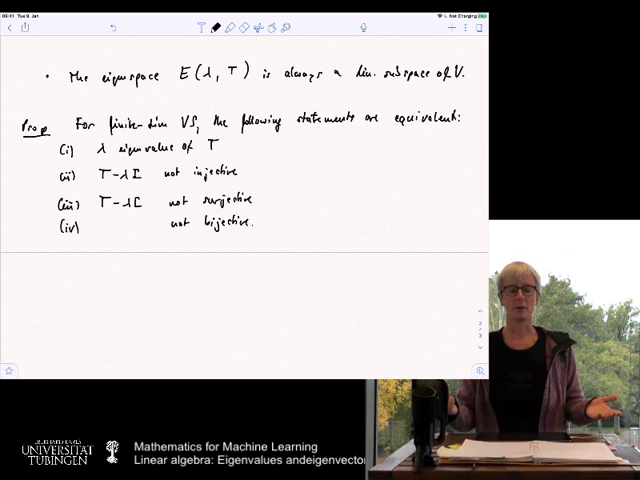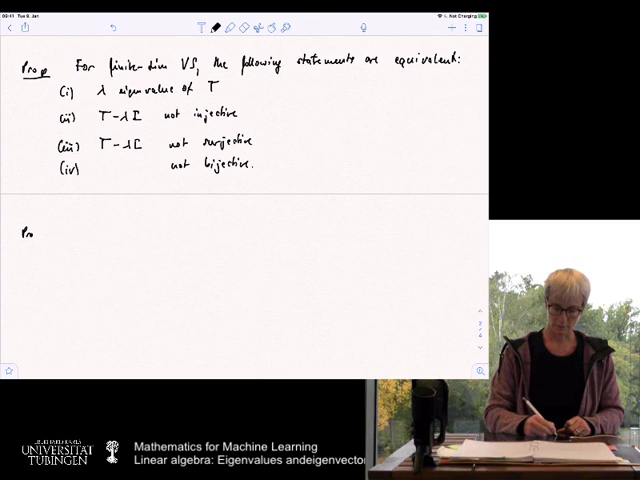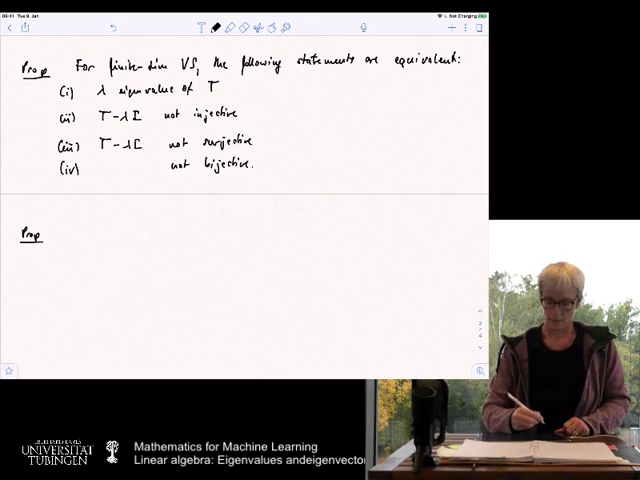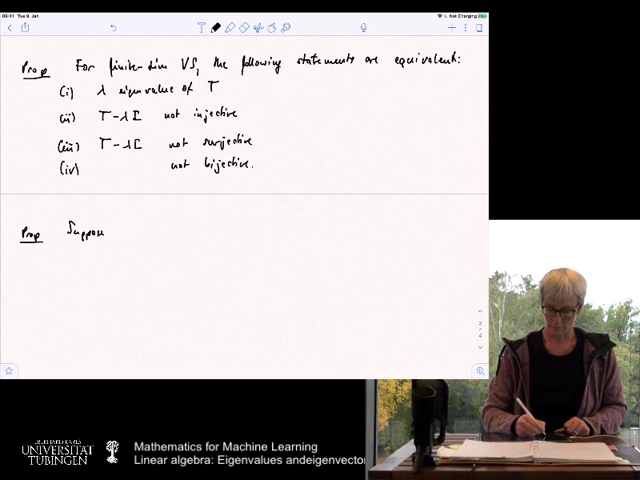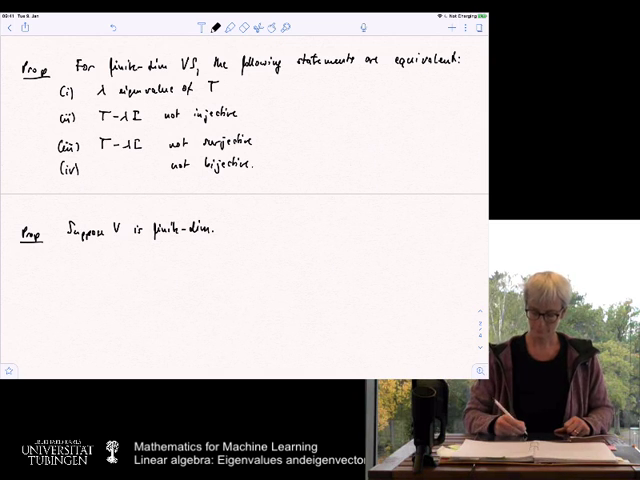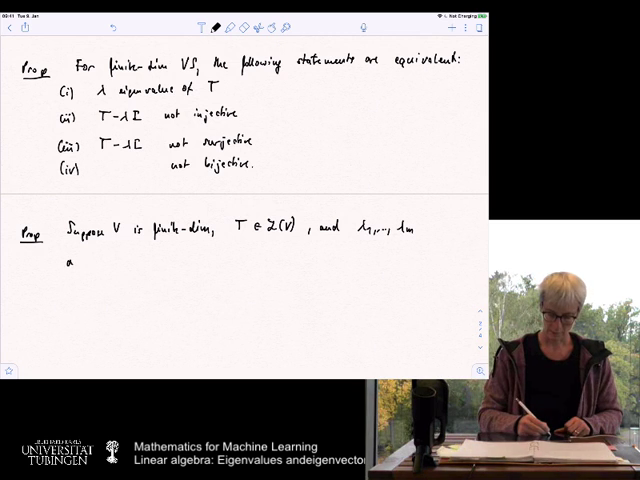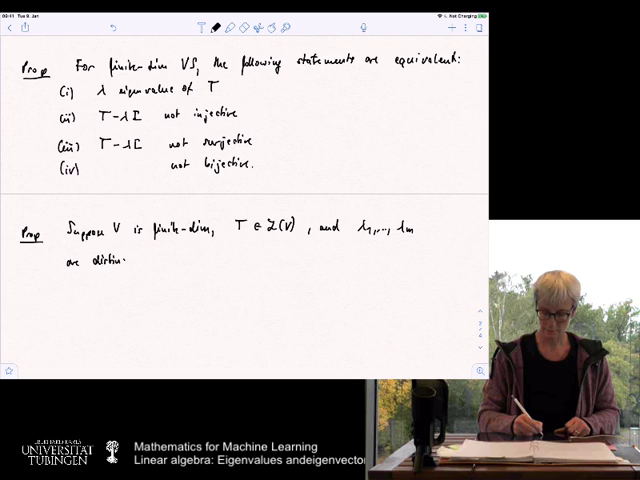I want to make one more proposition regarding eigenspaces. Proposition. Suppose V is finite dimensional and T is a linear operator on V, and assume that lambda 1 to lambda m are distinct eigenvalues of T.